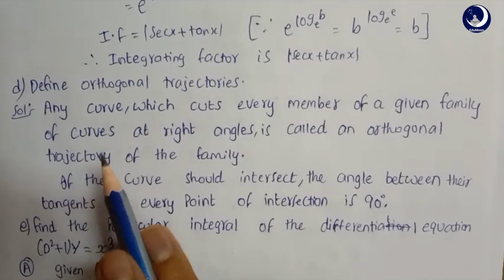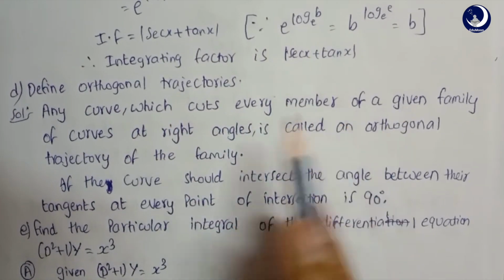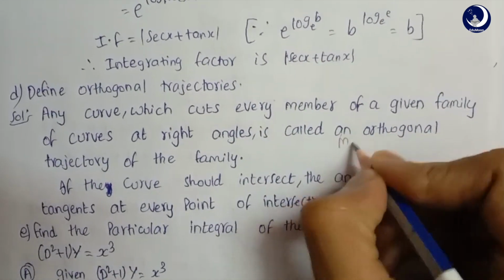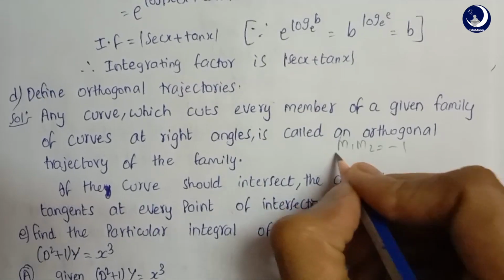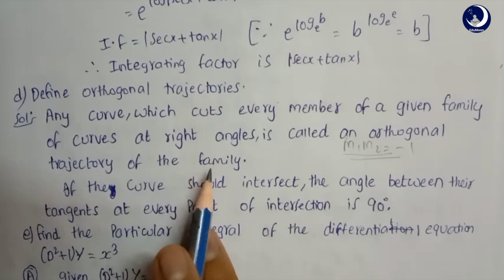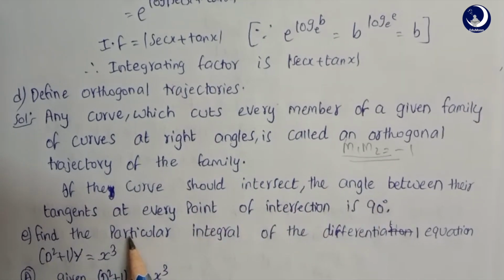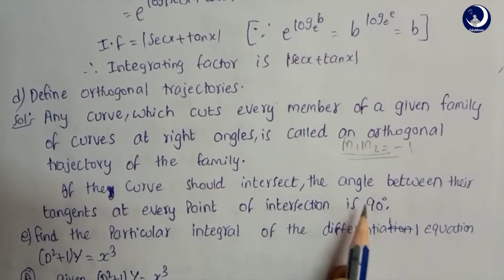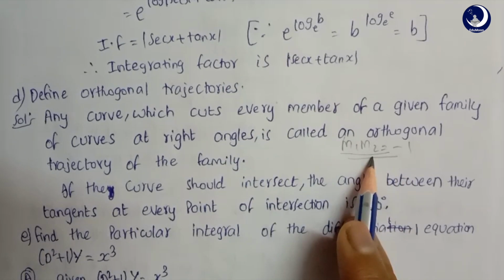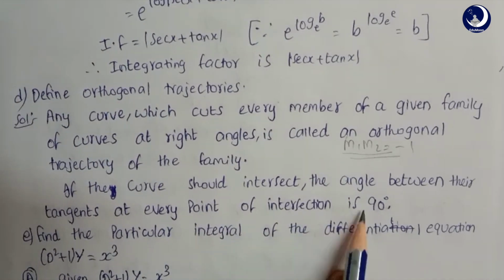So this is for the definition. Any curve which cuts every member of a given family of curves at right angles is an orthogonal trajectory. That means the condition m1 m2 = -1. At this condition, we get the orthogonal trajectory of the family. If the curves intersect, the angle between the tangents at every point of intersection must be 90 degrees, because m1 m2 = -1 means the slopes are perpendicular. That's why the angle between the tangents at every point is 90 degrees.